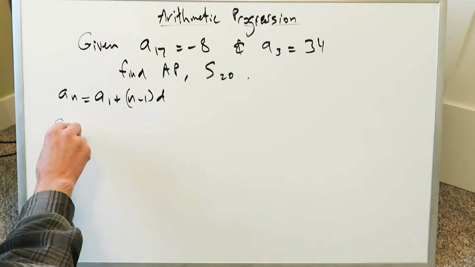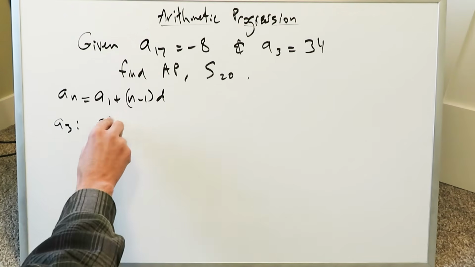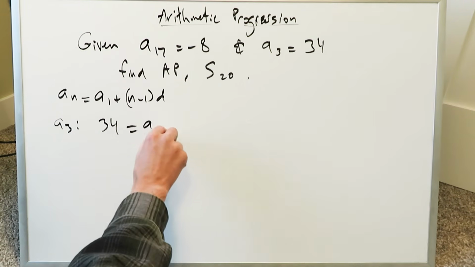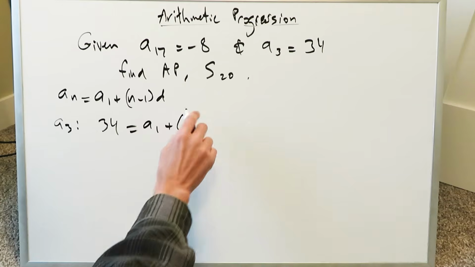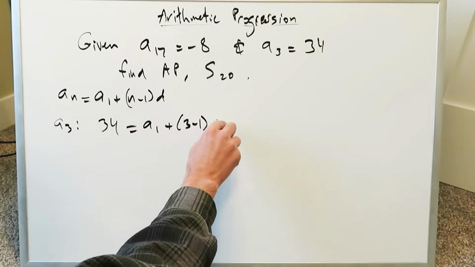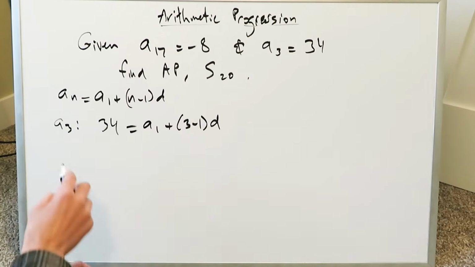With regards to the a3, which is provided, we have a 34. That 34 represents your actual an value, is equal to a1 plus n minus 1. What is n? N right here would be 3. 3 minus 1 times d. We don't know what d is. We have to find that out.